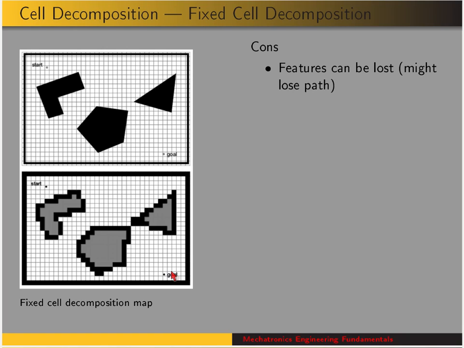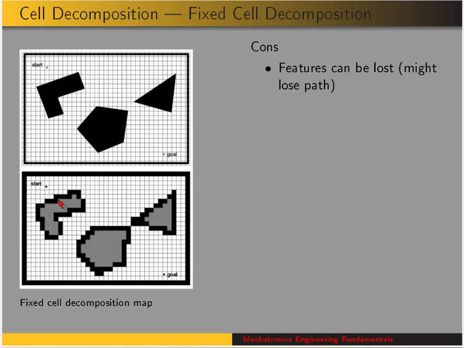The final graph creation method we'll look at is cell decomposition, specifically fixed cell decomposition. Here's our map, and we overlay on it a grid of equal size cells. So that's the fixed cell. And if a cell is occupied at all, then it becomes marked as an occupied cell. And if it has nothing in it, then it's marked as unoccupied.